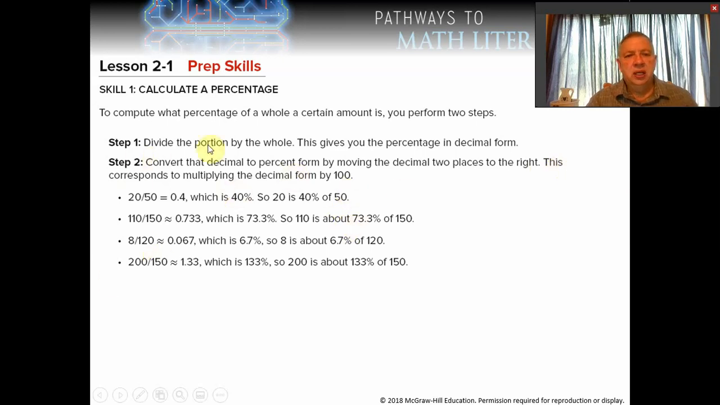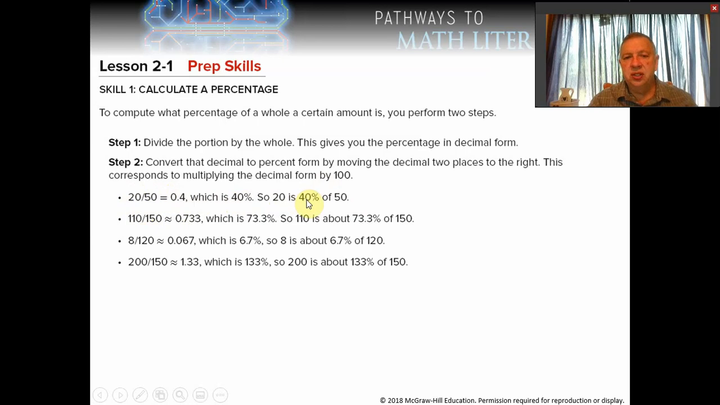So here we're going to divide out some numbers and express this. The part is 20. We take 20, and the whole was 50, so we divide this out. We get 0.4. We move 2 decimals to the right. That gives us 40%. So 20 is 40% of 50.